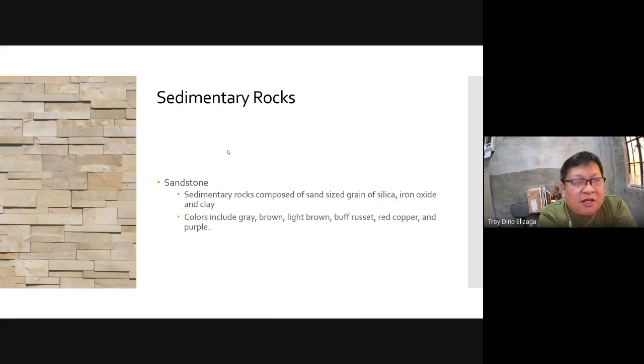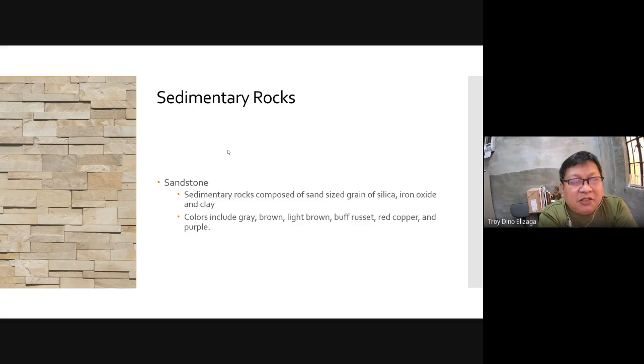In sedimentary rocks, one of the most common is sandstone, and it's also the best material for carving. If you see a lot of the old castles, especially in France, where you see a lot of carved gargoyles and anything architectural, they're mostly made of sandstone.